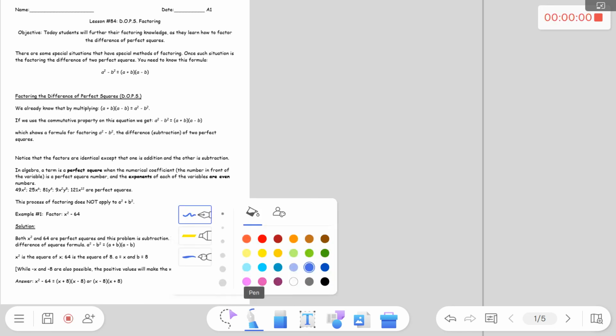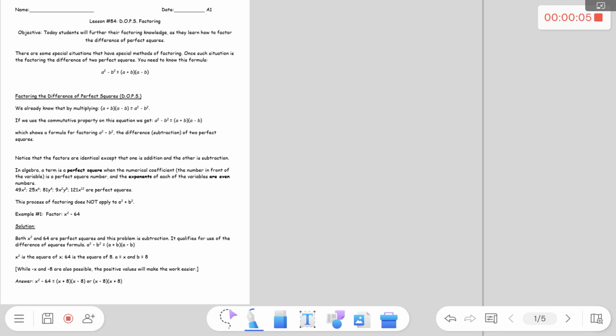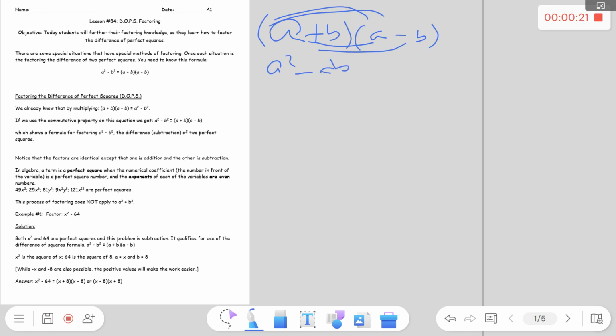All right, ladies and gentlemen, so we're going to talk about difference of perfect squares factoring. Difference of perfect squares factoring is built off of the idea of conjugate multiplication, which you've seen before. And I have different signs, and I FOIL this out. I end up with a squared minus ab plus ab minus b squared, which is going to end up being a squared minus b squared.